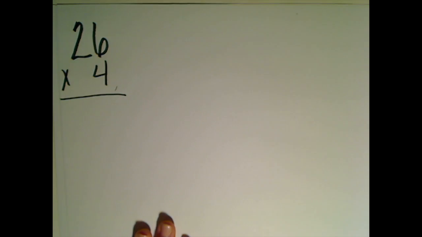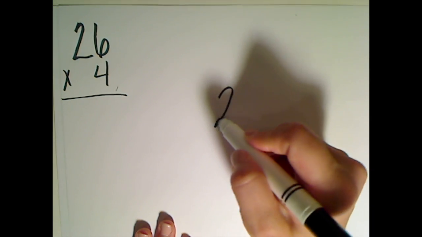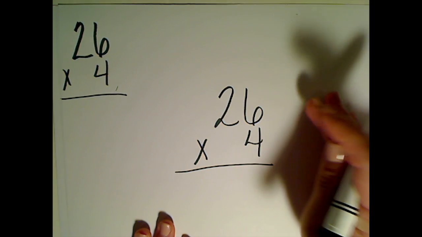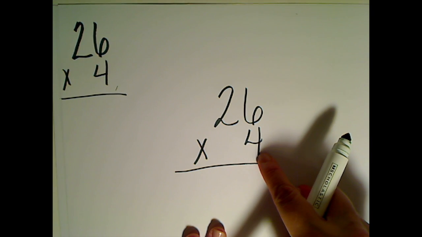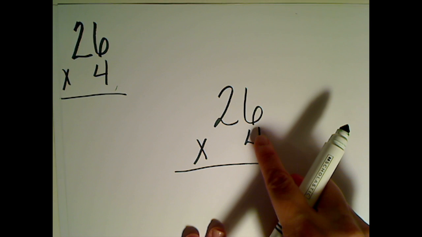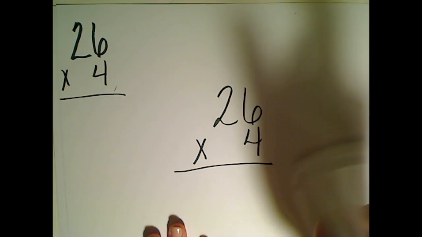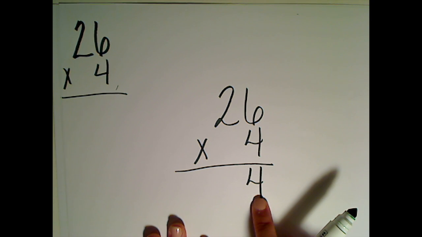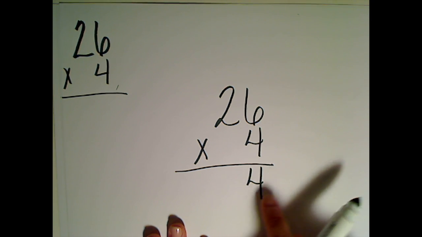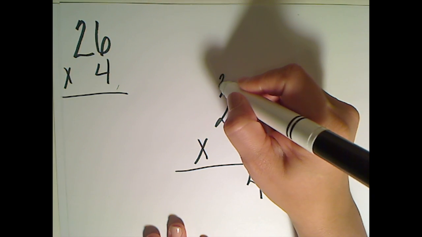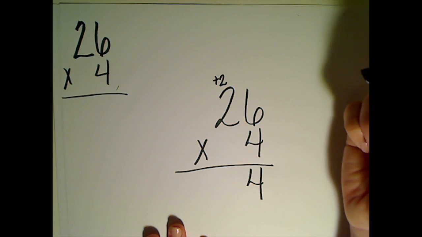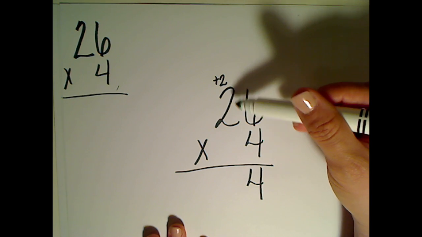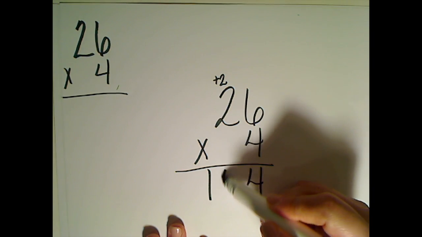So here we go. That is our original problem. Let me draw it in the middle like I've done the others. And this, guys, is the standard algorithm. Start in the ones place. 4 times 6 is 24. You put the 4 in the ones place. You regroup that 2 to the tens place. And this becomes 2 times 4 is 8, plus 2 is 10.